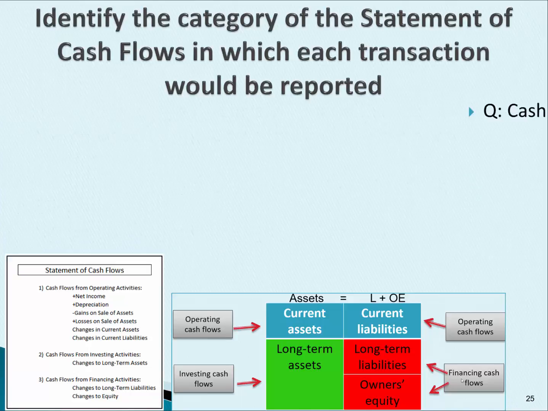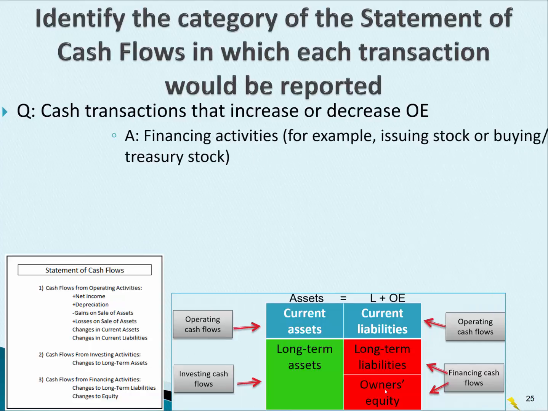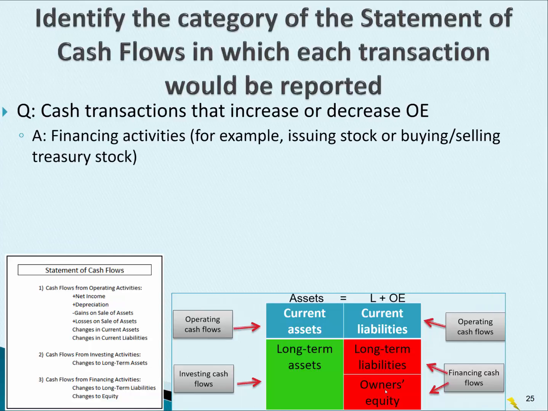How about cash transactions that increase or decrease owner's equity? Well, according to our grid down here, that goes in the owner's equity section. Excuse me, that goes in the financing activity section because it's affecting owner's equity. Examples are issuing stock, buying and selling treasury stock, paying cash dividends, because remember, cash dividends affect retained earnings, which is an equity account.